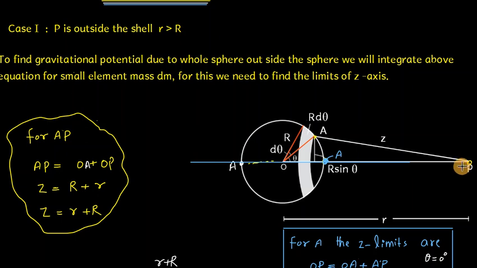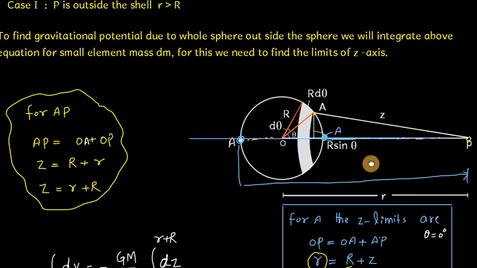Similarly, agar is point P par hum gravitational potential ko malum karna chahte hai due to the whole sphere, and if we have found this one on the thin spherical shell, then the limit of z will be what? This is the lower limit of z, that is AP, and this is our z. Means humne is distance ko jo ki humare paas lower limit hai z ke, isko malum karna hai in terms of small r and capital R, aur phir this distance ko humne malum karna hai in terms of small r and capital R, and this will be the limit of our z.